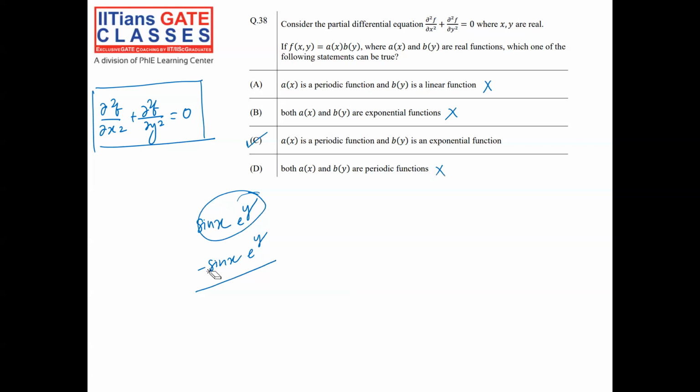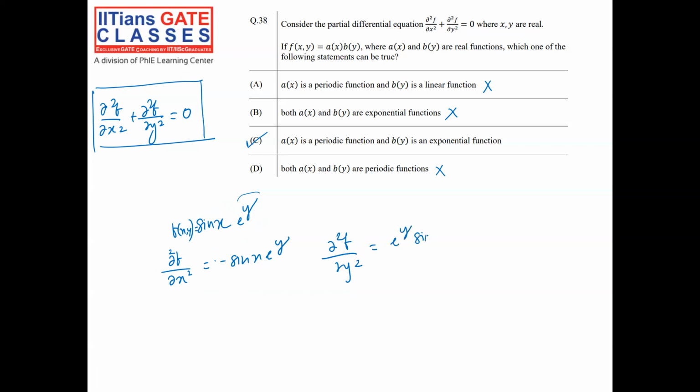Okay, so just to make it clear, I will write it here. So this is, let's say, our f of x comma y, and the double differentiation of f with respect to x is minus sine of x e to the power y. Differentiation of this function with respect to y 2 times is e to the power y sine of x as it is. And if we add them, it will cancel out with each other. Okay, that's why we considered option C as correct.